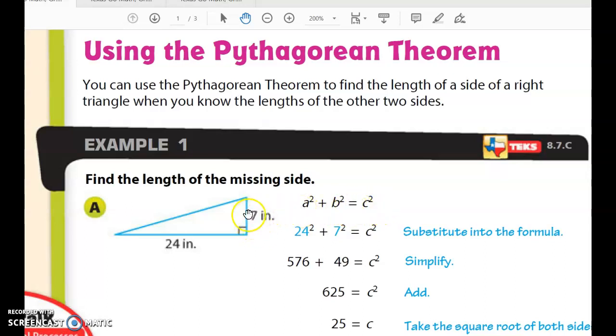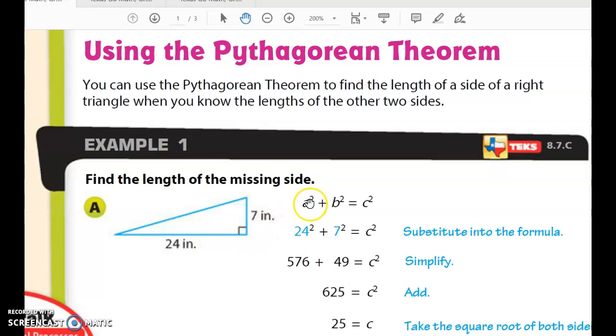That means that these legs or sides of your triangle are both a and b. The largest side, or the hypotenuse, is always going to be your c value. And what you're going to do is plug in the values that you see here to find what this missing piece would be. The missing piece could be C, it could be our B value, or it could be our A value.